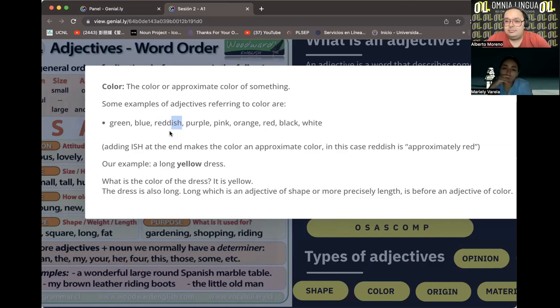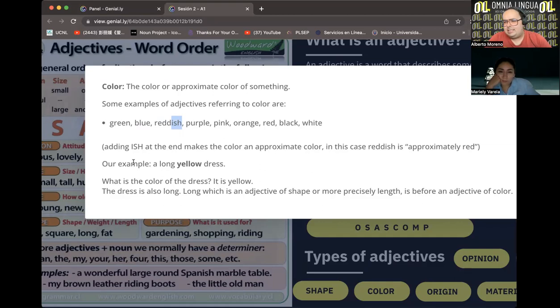Bluish. B-L-U-I-S-H. Bluish. Y si es para algo así como azulado, medio verde, medio azul, greenish es para algo que está medio verde, medio azul. Okay. Para eso utilizamos el ish. Ahora, no nada más se usa con los colores, se puede utilizar con otras palabras, pero se le agrega esta terminación para hablar de algo que no estamos seguros o de un aproximado a un color o a una cualidad.